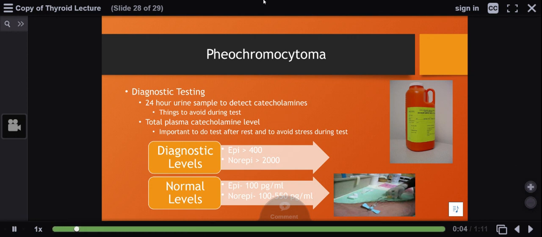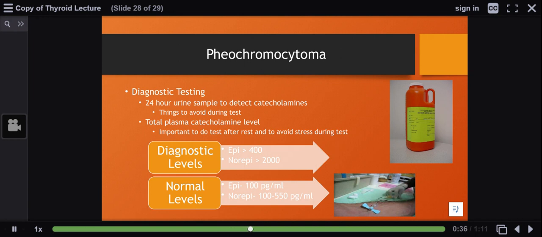Pheochromocytoma can be diagnosed using either a 24-hour urine sample or collecting a plasma blood test. You guys will not be responsible for knowing the diagnostic levels or even the normal levels. Really, what I want you guys to understand is the education that would go in, especially prior to collecting a blood specimen.